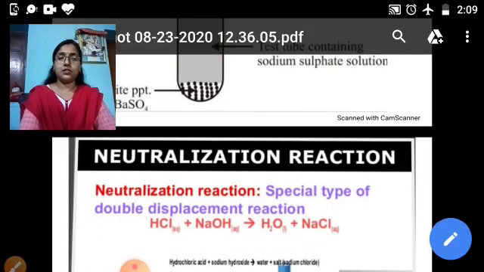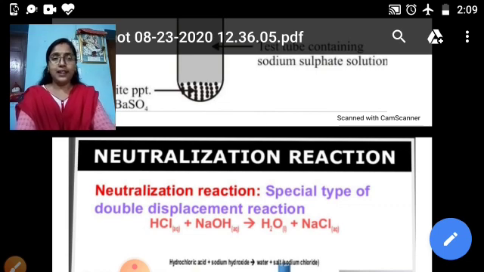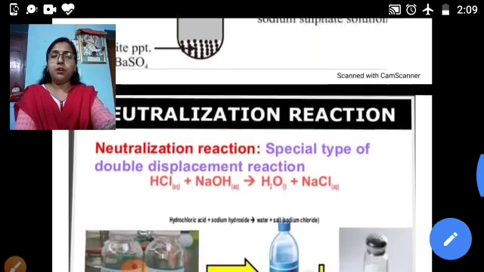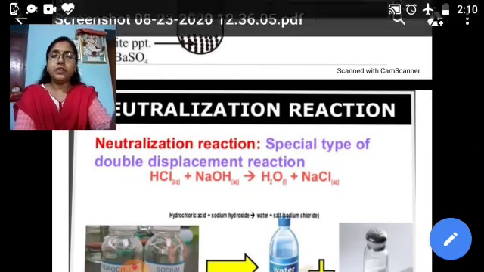Reaction. As you have learned about the neutralization reaction, what happens when acid and base react? They cancel each other, they neutralize each other, and they form a new compound that is called salt. Plus water is also liberated. So that is called neutralization reactions, and it is also a type of double displacement reaction.